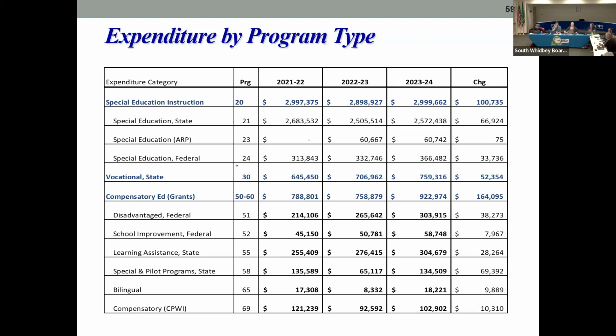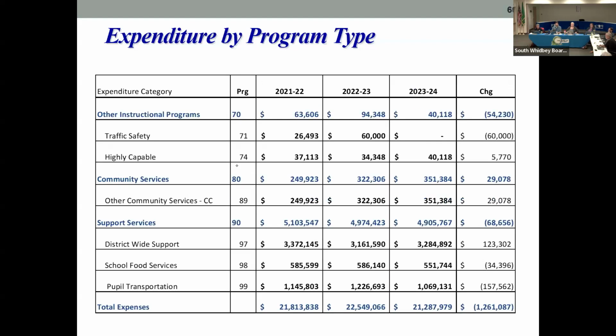So that one changes from year to year based on the grants we may or may not receive. And then CPWI, which is used, about a $10,000 increase. So there's another grant that we have. And then we start talking about traffic safety going down, but high cable went up a little bit. Community center goes up a little bit. And then the support services, that's that breakdown.